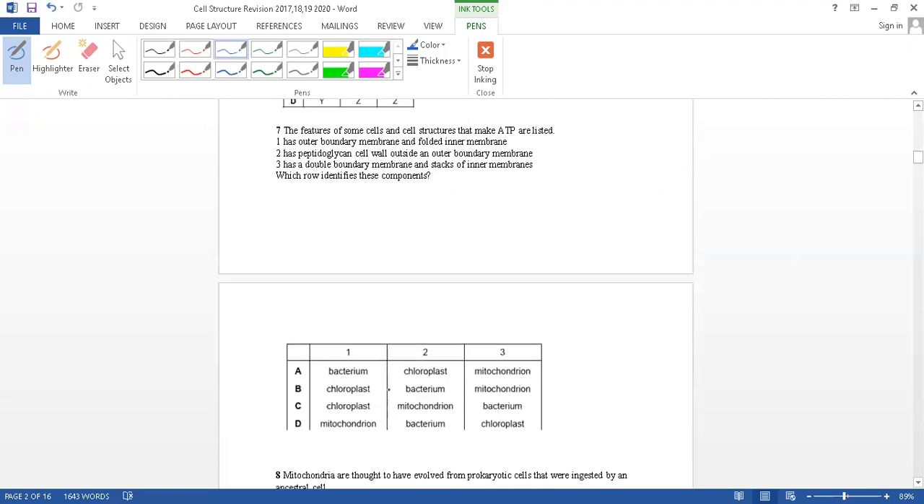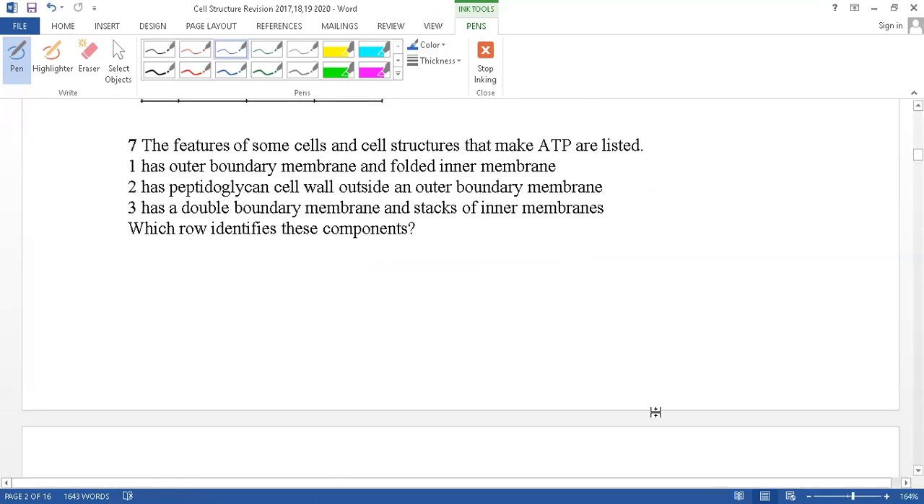Next, the features of some cells and cell structures that make ATP are listed. Okay, which make ATP. It has outer boundary membrane and folded inner membrane. Which structure do you think has an outer membrane and an inner folded membrane? Mitochondria. Excellent. This is mitochondria.